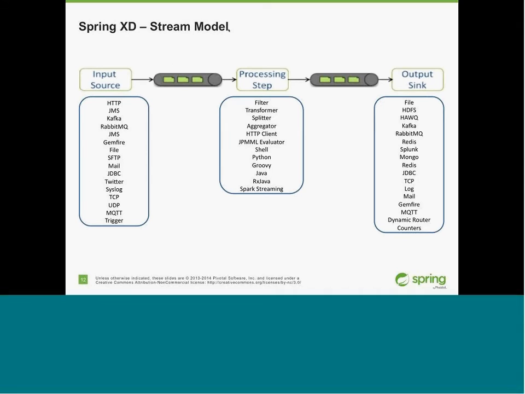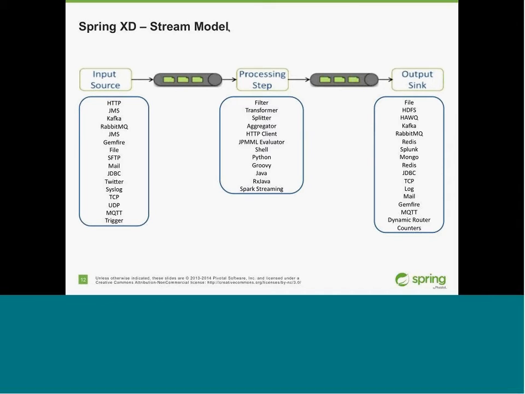The stream model in XD is fairly straightforward. If people are familiar with Spring Integration, it's identical. You have a variety of input sources. This is listing sort of the ones that we have out of the box. You can easily create your own as well. So you have stuff for messaging middleware. You know, a source could be from JMS, Kafka, RabbitMQ. It could be from a distributed data grid, Gemfire, as well as some more traditional sources such as mail, file, SFTP.